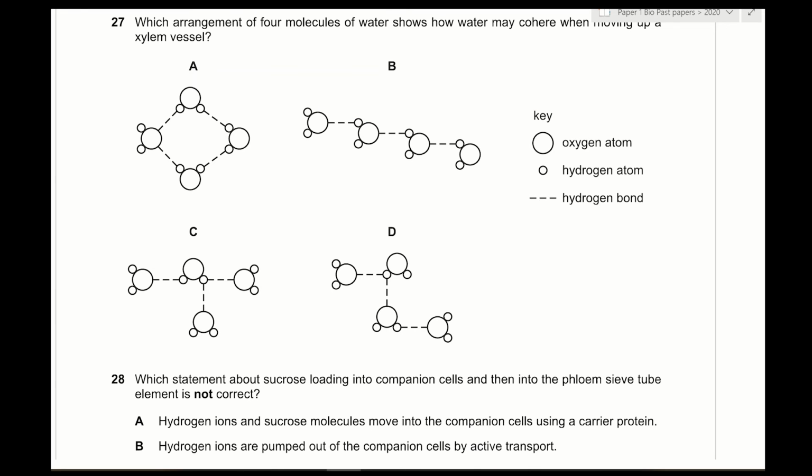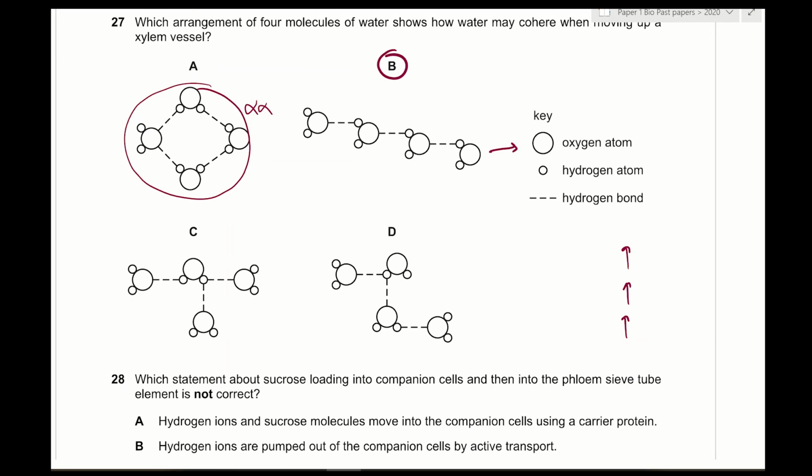Question number 27. Which arrangement of 4 molecules of water shows how water may cohere when moving up xylem vessel? Now, as we all know, when water moves up the xylem vessel, they move up in a continuous column, each water molecule pulling the one under it upwards. Therefore, the only correct answer in this case must be B, because here it's showing a continuous column, each water molecule pulling the one behind. It cannot possibly be A, because here it's showing that they are in a circle. This does not actually happen.